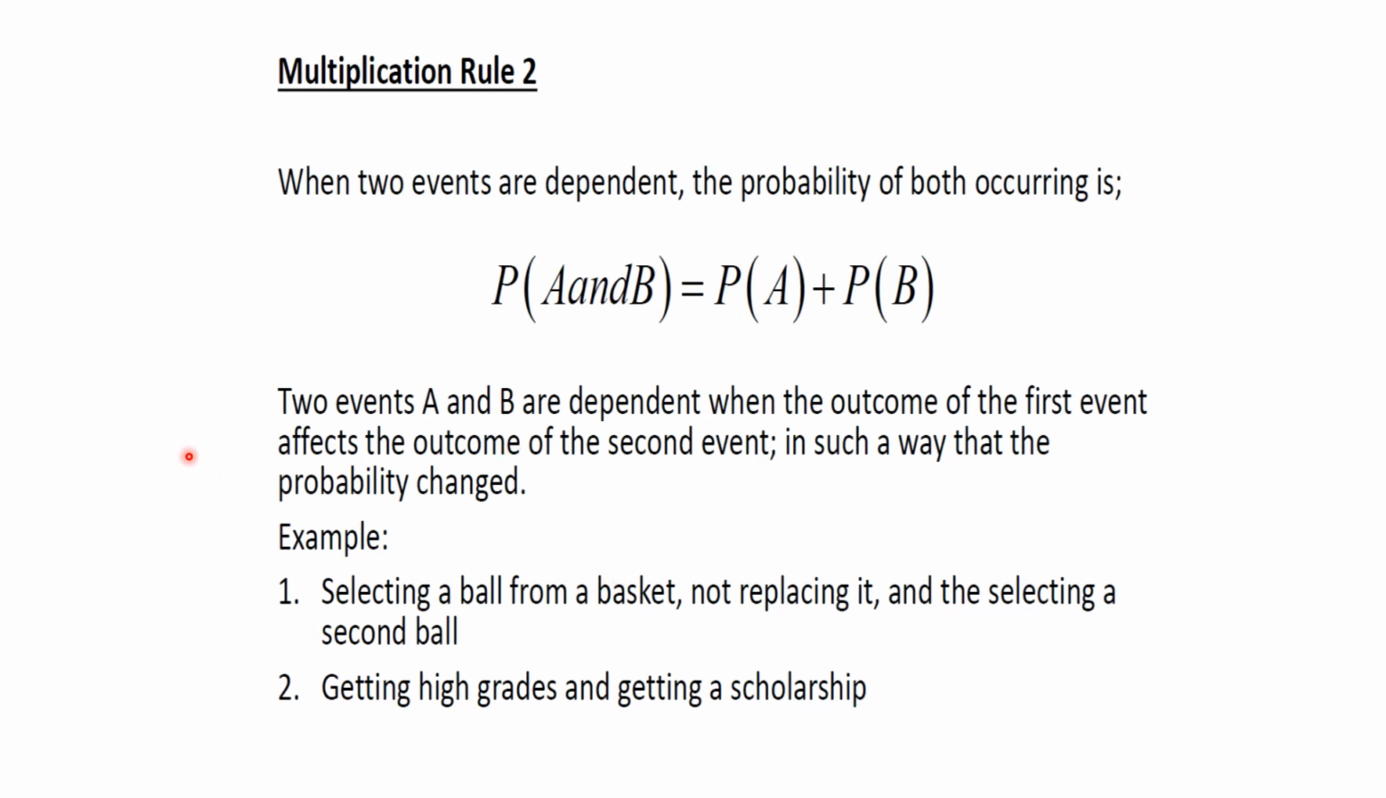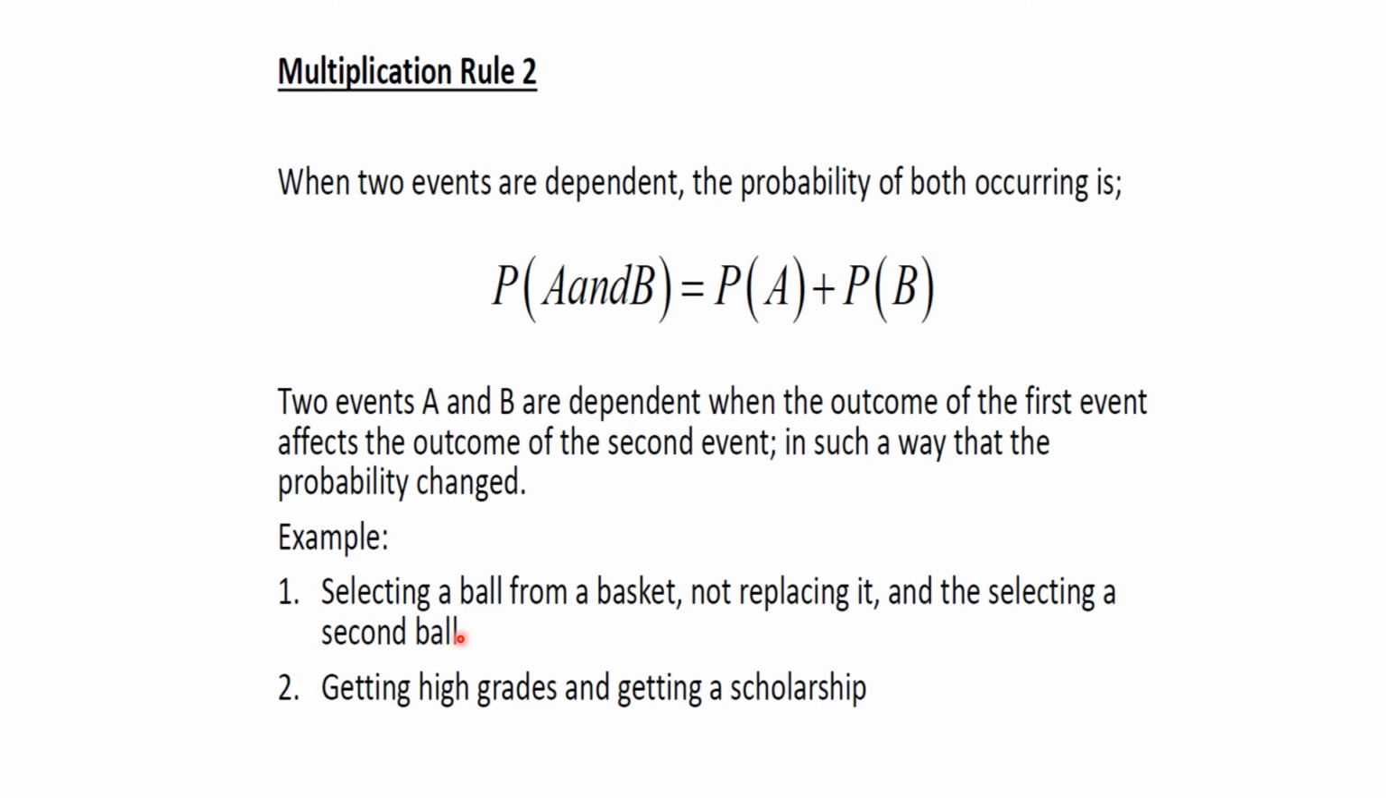Two events A and B are dependent when the outcome of the first event affects the outcome of the second event. For example, when you select a ball from a basket with a few colored balls, and then you select the second ball without replacing the ball that you took out earlier, it will affect the probability calculation here. Therefore the second event is dependent on the first event.